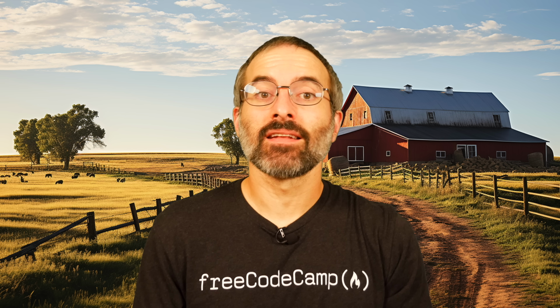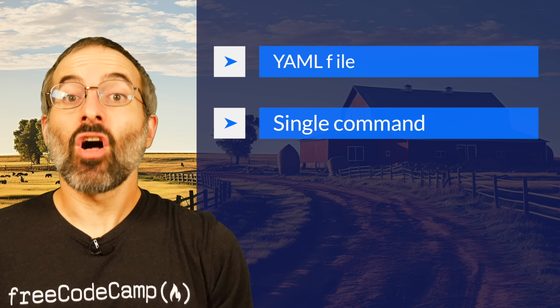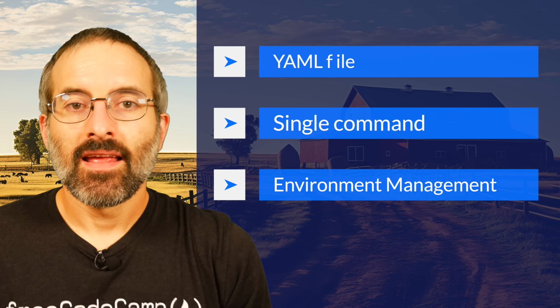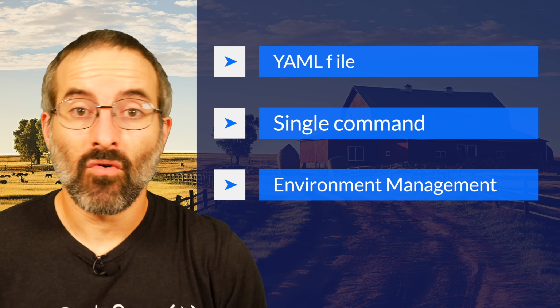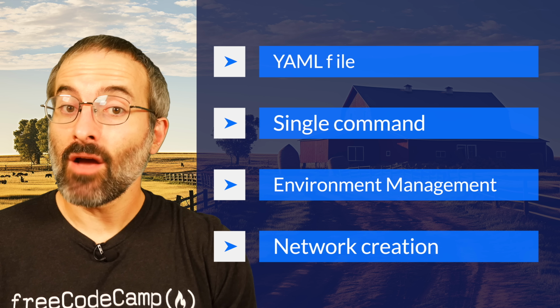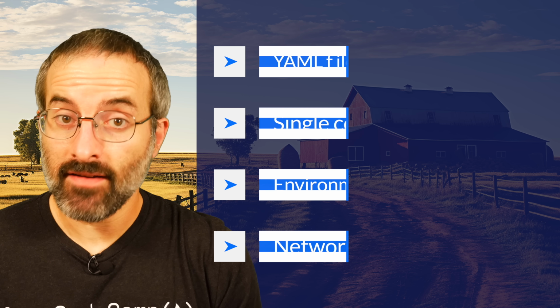Docker Compose is a tool for defining and running multi-container Docker applications. We'll be using it in our To-Do application. Here are some elements of Docker Compose. The YAML file. It uses a YAML file to configure application services. Single command. It allows starting all services with a single command. Environment management. It can manage multiple environments for your application. And network creation. It automatically creates a network for your application's containers.